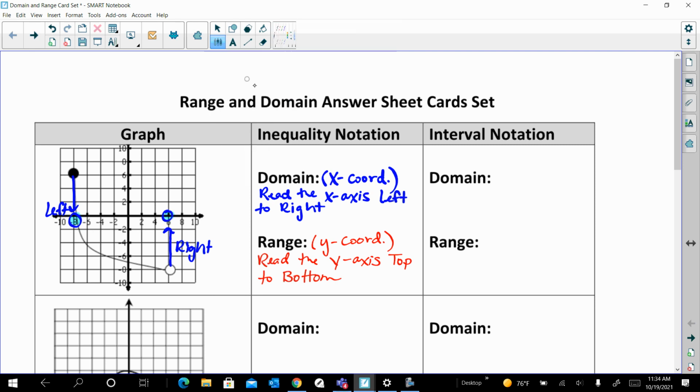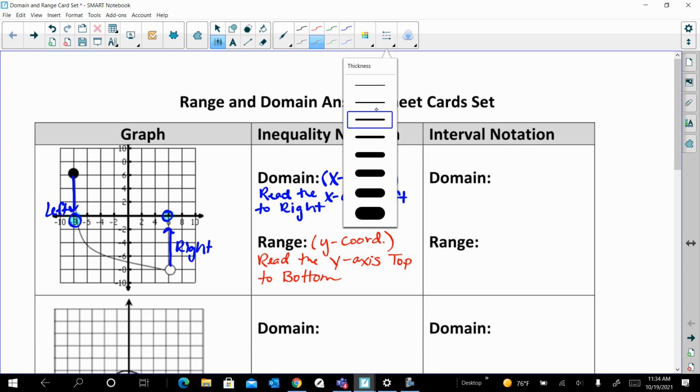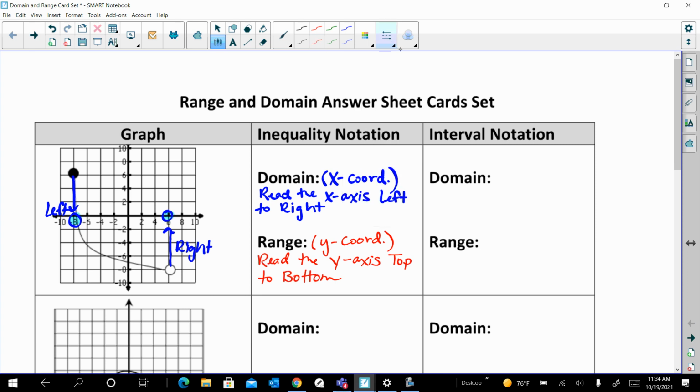Now I'm going to do my range in red so we can see that they're a little different. Your range is your y coordinate. Your y axis is this vertical line here. This line, I'm just going to highlight it, is the y axis. So you read the y axis from top to bottom, meaning where's the highest part of the graph? It's this point over here on the left, and I draw an arrow pointing to the y axis and circle that point. The top of the graph is at 6.